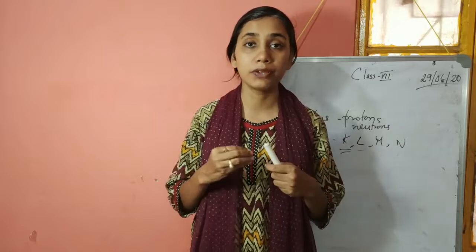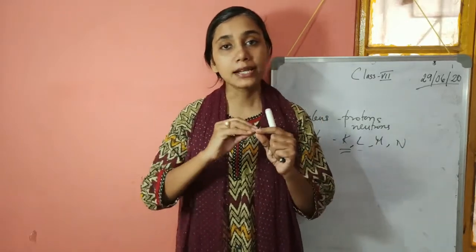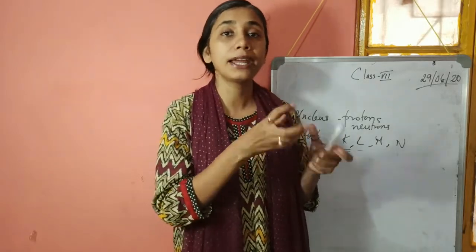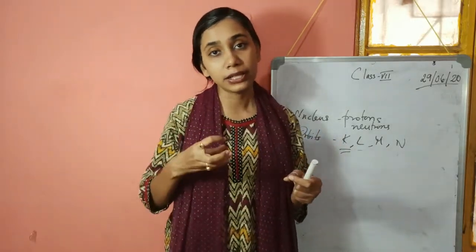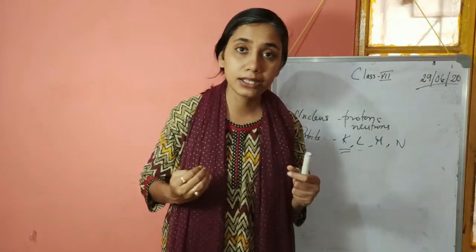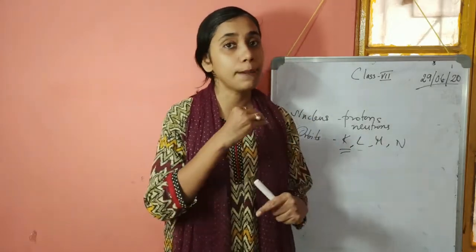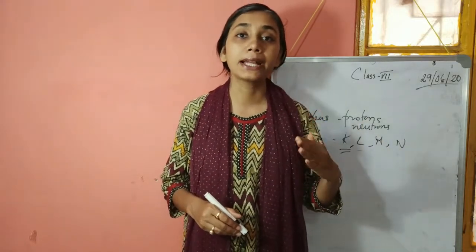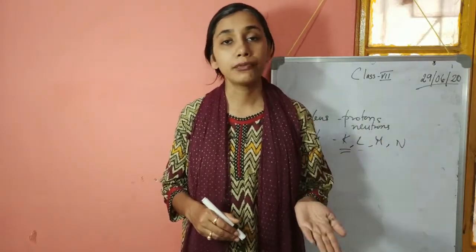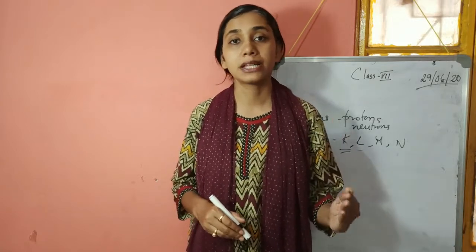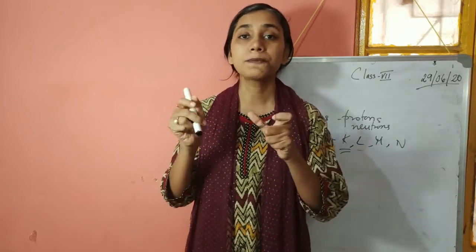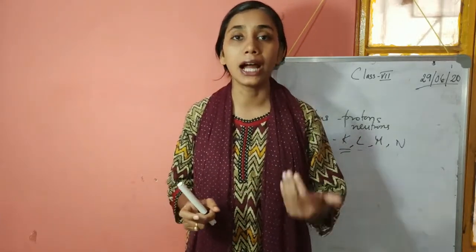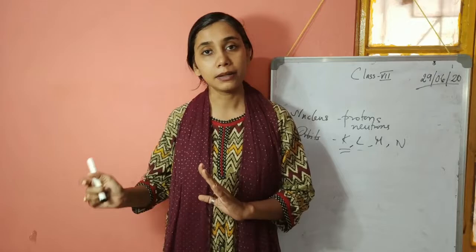So what happens when we add an electron? As an electron is negative, if you add an electron, then the atom will become negative. And if you take out an electron, the negative charge will become less than the positive charge, so it will become positive. Just to remember, when we add an electron, the atom becomes negatively charged, and when we take out an electron, the atom becomes positively charged. This positively or negatively charged atom is called an ion. We do not call it an atom anymore.